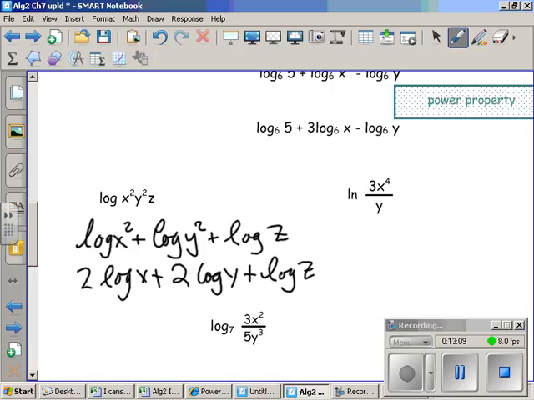Okay, you guys want to try this one? Yeah, let's not. Yeah, you can. Wait, is that supposed to be a log or what?